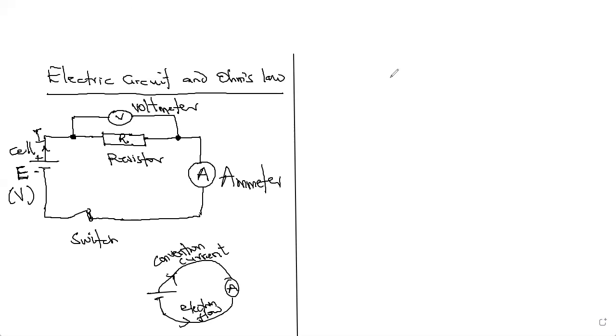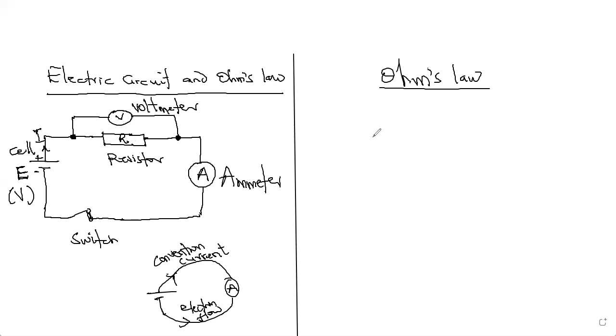Now, let's go to Ohm's law. Ohm's law is very fundamental in electric circuits. It is a formula that is used to determine the current that flows through the circuit. It gives a relationship between voltage, current, and the resistance in the circuit, the total resistance, basically.